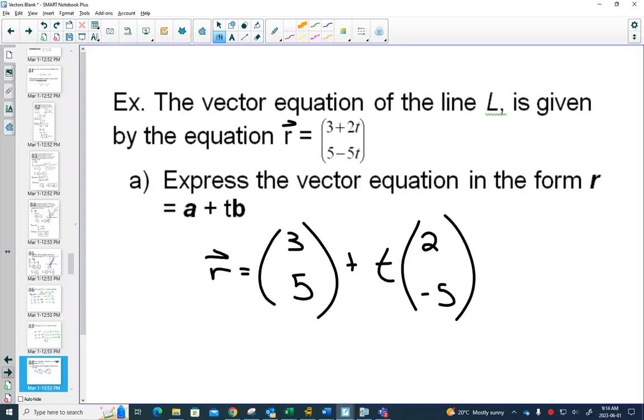Because what are you allowed to do? You're allowed to multiply that t inside. So this could be 2t and -5t. And then you can add corresponding elements.